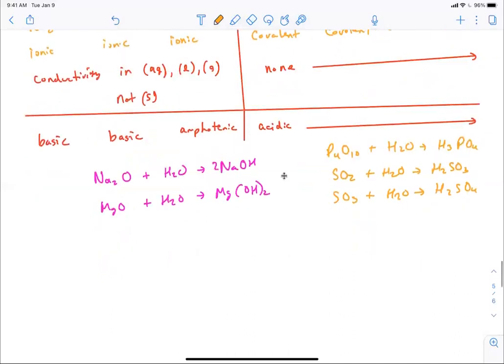Now, this is not a period 3 oxide, but we'll lump this in as well. NO2, I think we talked about in one of the revisions as well, you have to know that it forms HNO2 and HNO3. It actually splits up into two different acids. That's such a unique reaction. They like to ask about this quite a bit.